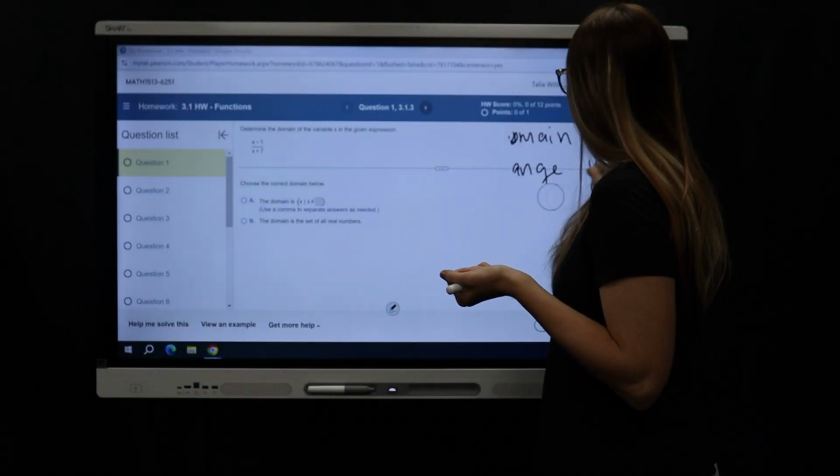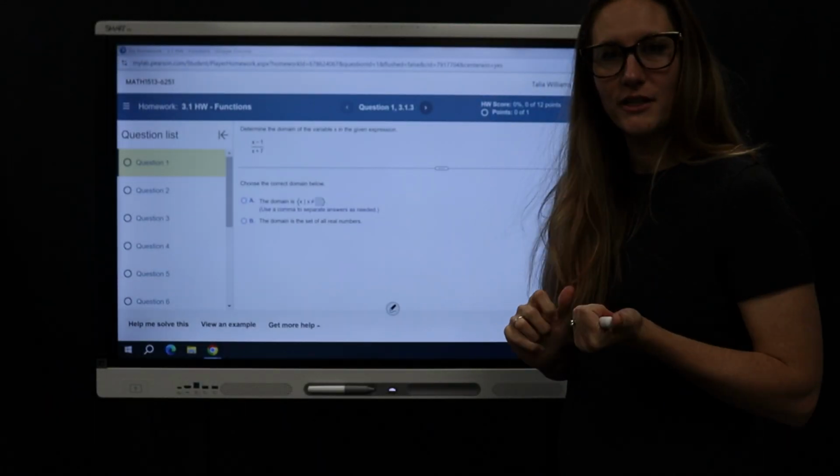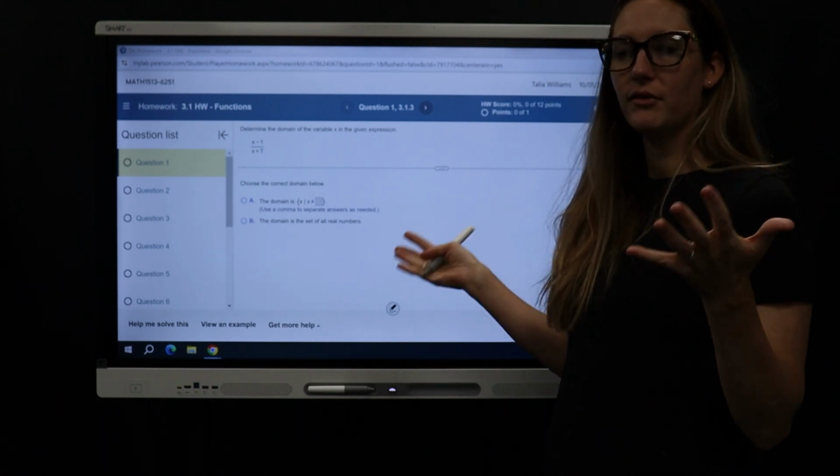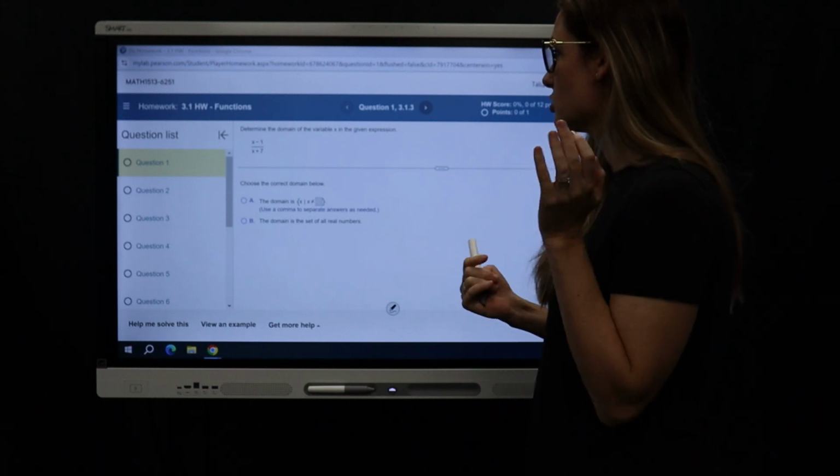Hey everyone. So we're going to be going over 3.1 functions today. We're going to address domain and range and everything else that comes along in this chapter.